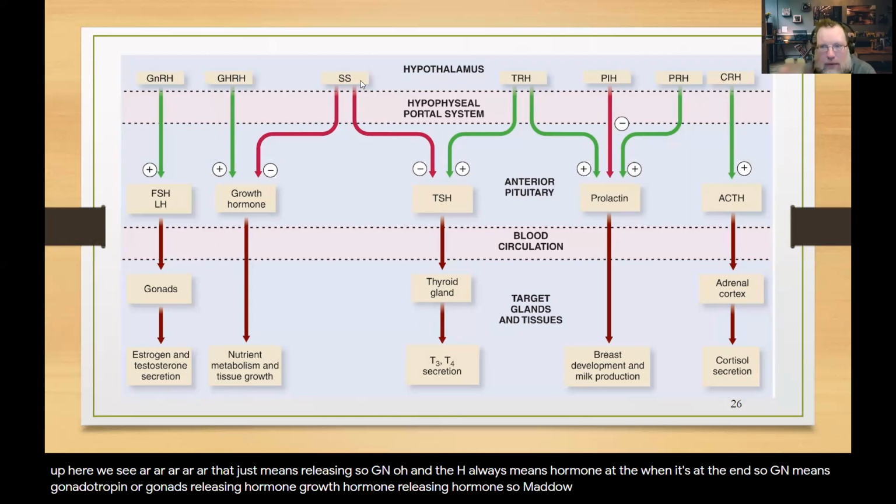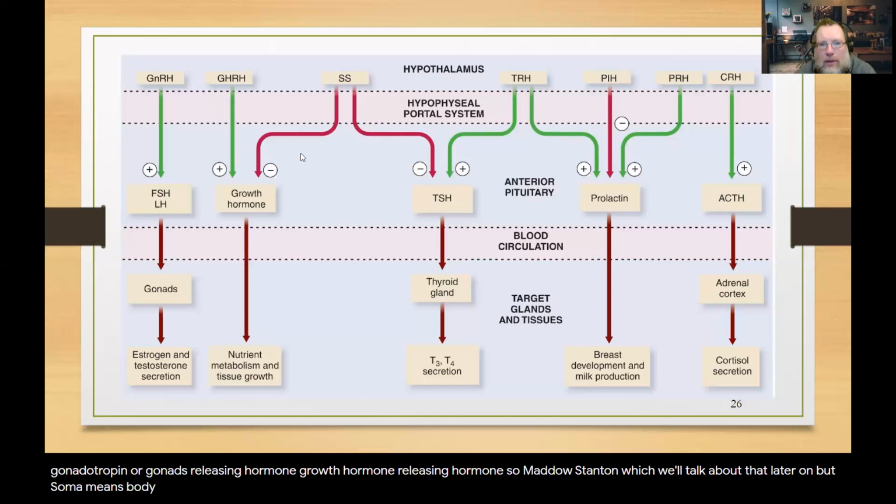Somatostatin, which we'll talk about later on, but soma means body. So it's probably going to relate to the growth. This red means it's an inhibiting hormone.